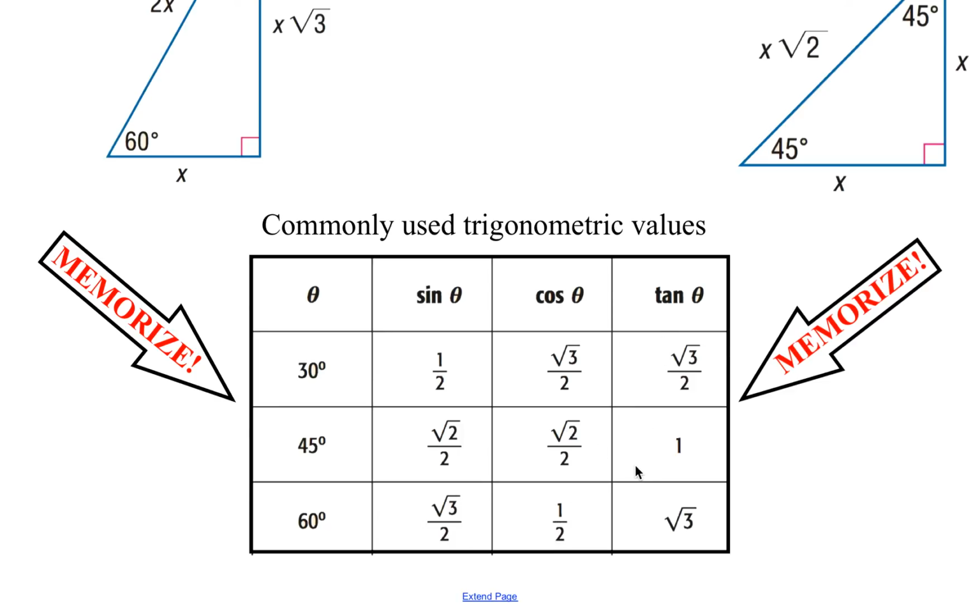And then tangent is defined as sine over cosine. That's another interesting thing. So you can just take the sine divided by the cosine, and then simplifying the complex fraction will give you the tangent function. So anyway, I'll talk about that a little bit more in class, but that's something that's going to come up again, so you will be needing to memorize that.